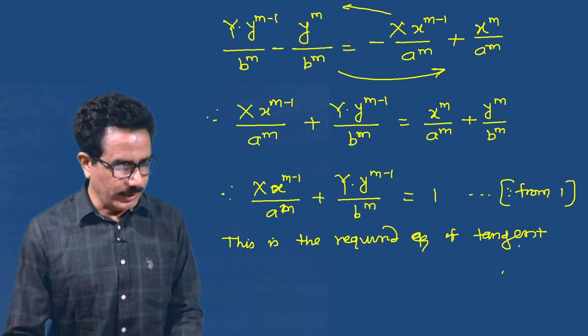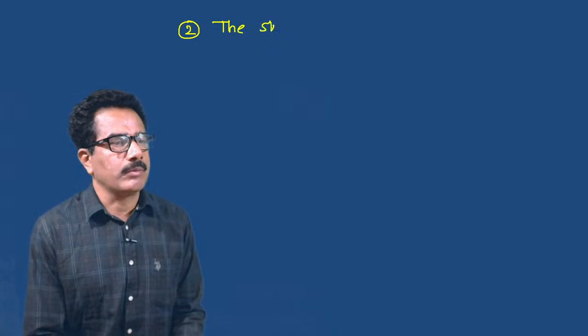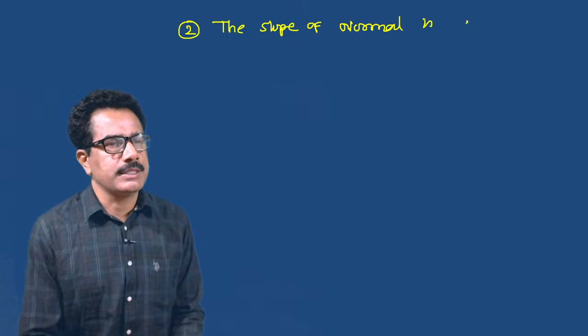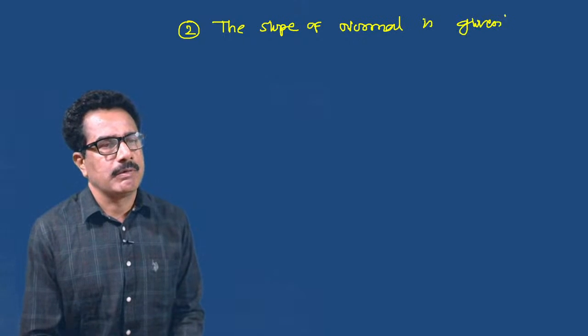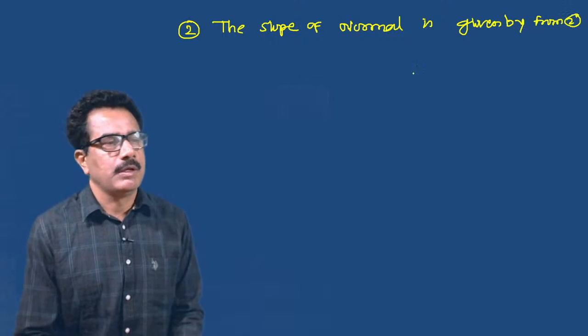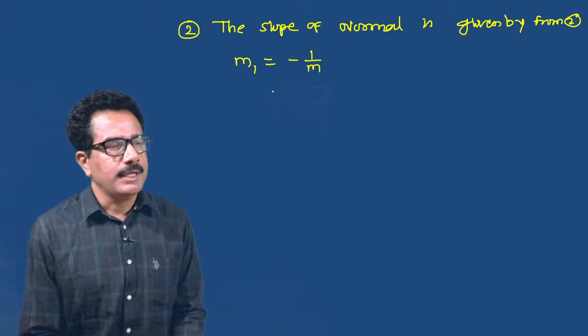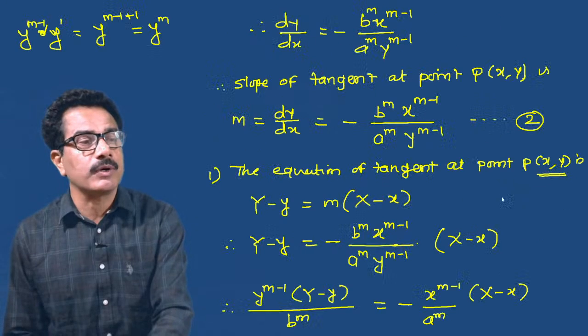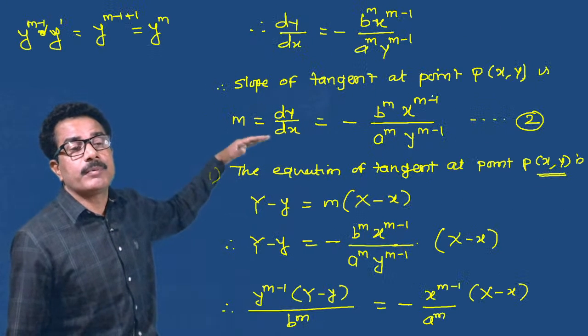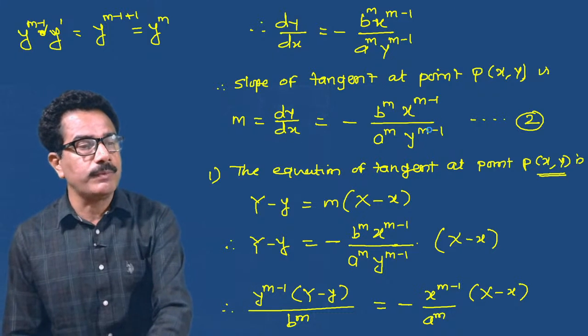So you can write this as now second part. What is that second part? The slope of a normal is given by, from 2, m1 is equals to minus 1 upon m. We can write m1 means the slope of a normal, which is the negative reciprocal of slope of a tangent. That means you have to take the negative reciprocal; negative negative is positive.